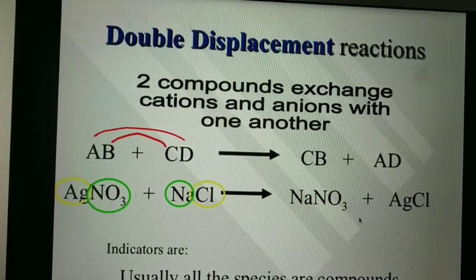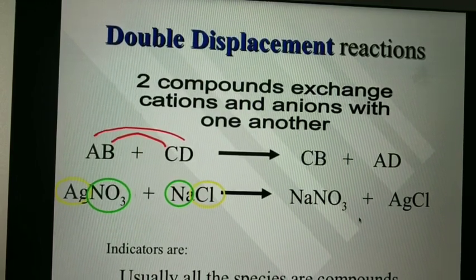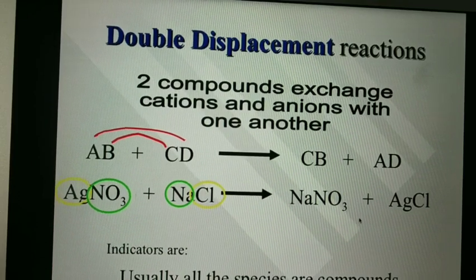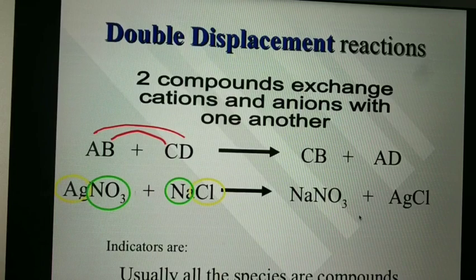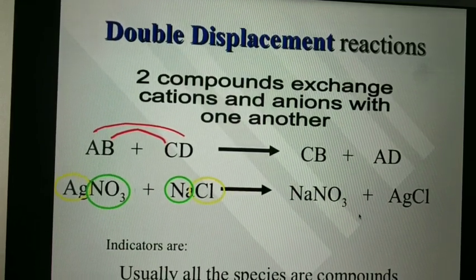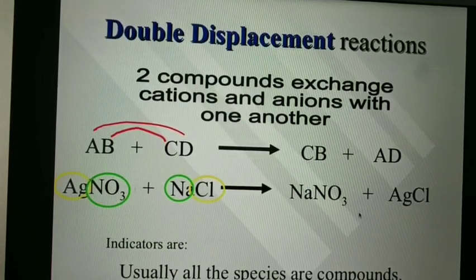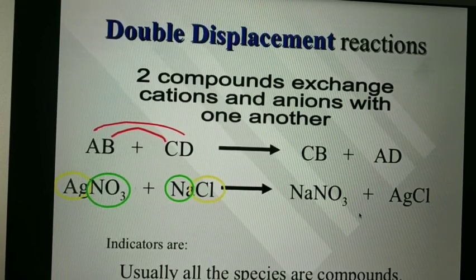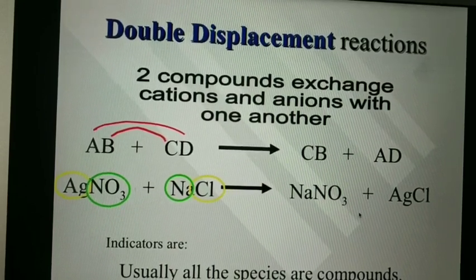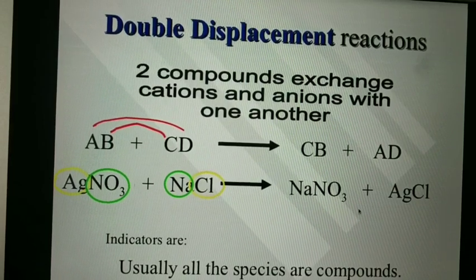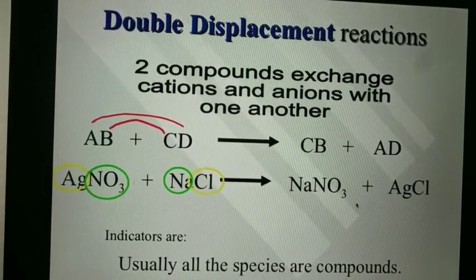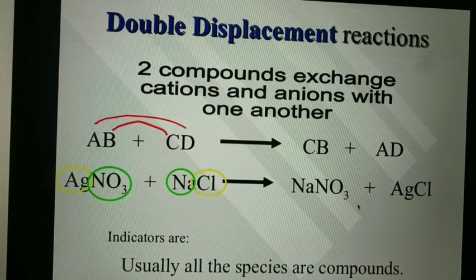Zinc displaces copper from copper sulfate solution. Now take zinc sulfate solution in a test tube and place a copper wire. Shake it for some time and see what happened. You cannot see any change in color or any precipitate formed. That means copper cannot displace zinc from zinc sulfate. Why? Because copper is less reactive than zinc.